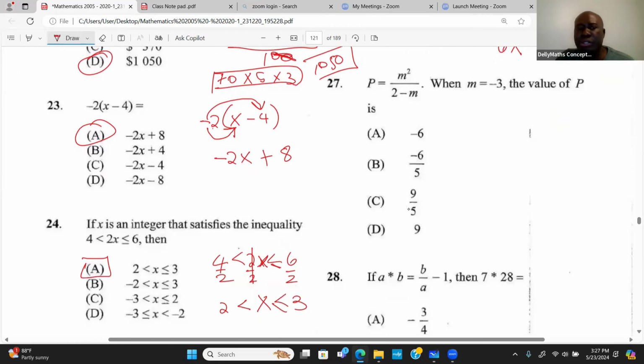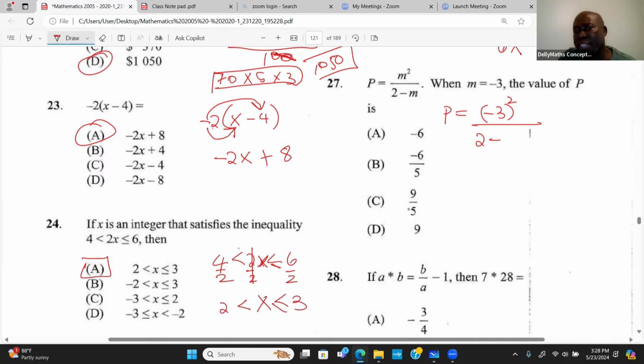A very simple substitution coming at number 27. It says P is equal to m squared all over 2 minus m. When m is equal to negative 3, what is the value of P? So basically, P is going to equal m squared, which is going to be negative 3 squared. Be careful. Remember, nothing squared is negative. All right. And this is going to be 2 minus m.